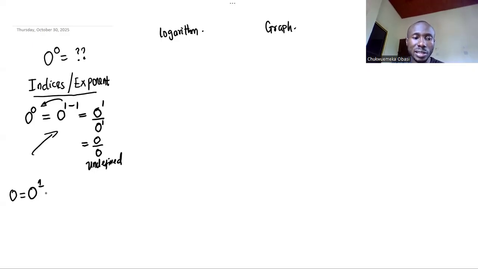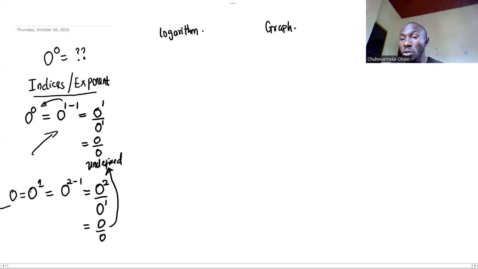Now, I can rewrite 0 to the power 1 as 0 to the power 2 minus 1, which can be expressed as 0 to the power 2 upon 0 to the power 1. And this is still the same as 0 upon 0, which is still undefined. So which do we believe? Is it undefined or 0? Of course, you all know that 0 to the power 1 has to be 0. So that means this concept does not work. In fact, a to the m minus n can be expressed as a to the m upon a to the n, where a is not equal to 0. So that is the conclusion.